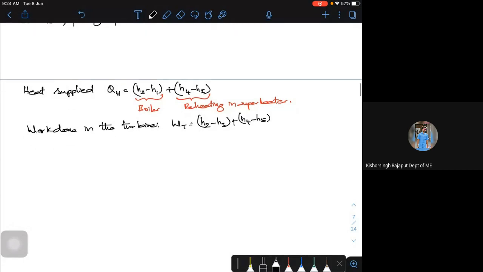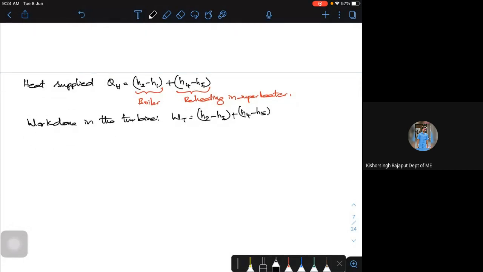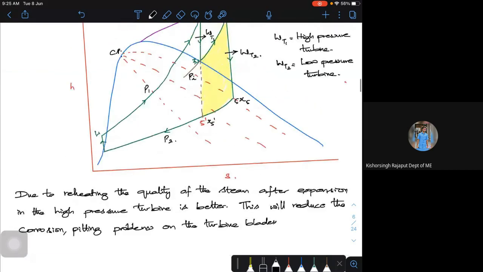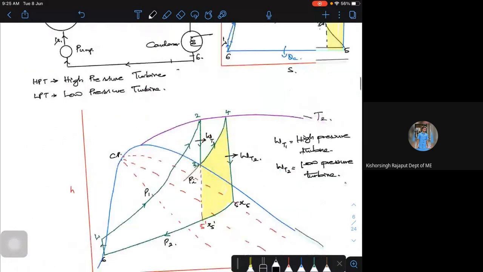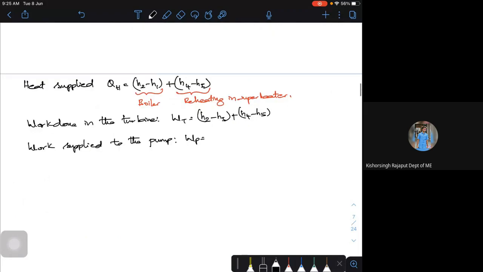What is the work supplied to the pump? The work supplied to the pump, that is WP, remains the same. It is H1 minus H6. I can write it as H1 minus H6.